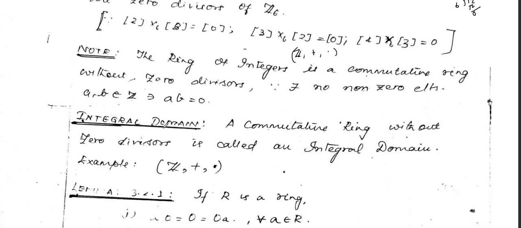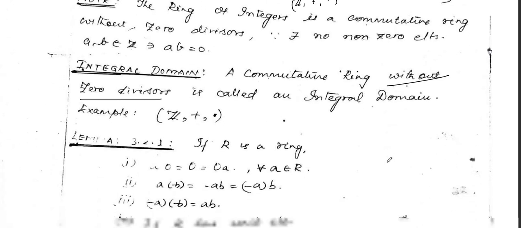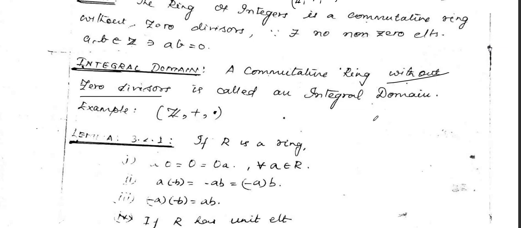Now comes the definition of integral domain. A commutative ring without zero divisors, that is, it should not have zero divisors, is called an integral domain. So if we consider a dot b equals 0, we should have either a to be 0 or b to be 0. We should have this implying either a is 0 or b is 0. This is called an integral domain.